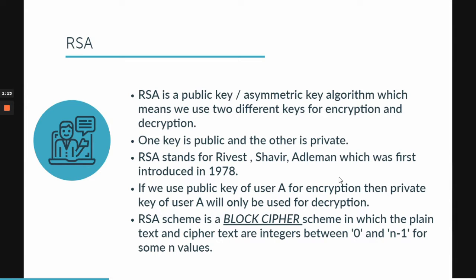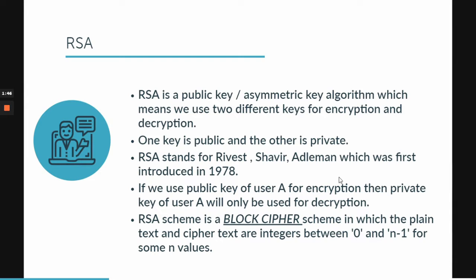RSA stands for Rivest, Shamir, and Adleman, which are simply the names of the people who gave this algorithm, which was first given in 1978. So if we take a user A, and that user A is using a public key for encryption and a private key for decryption, both of the keys belong to user A only. There will be no alternative user who has access to both of the keys. That is basically the general rule of RSA.